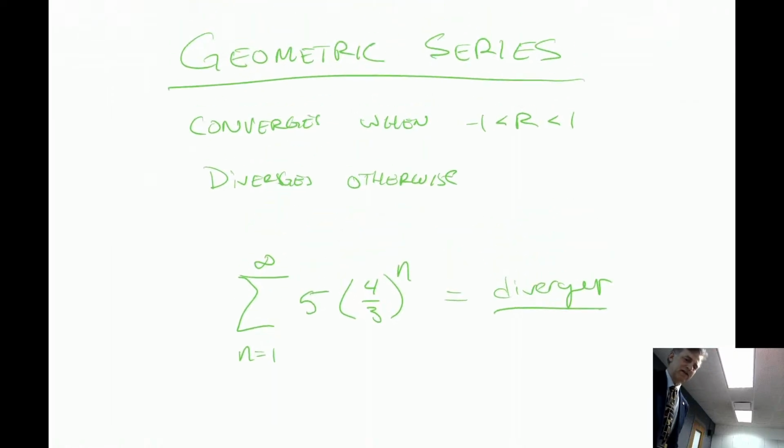Because if you think about it, with 4/3 to the n, you're adding up 4/3 plus 16/9 plus 64/27, and so on and so forth. The numbers here are getting bigger and bigger, and so of course, if you're adding bigger and bigger numbers, it's just going to go to infinity. I think you had a couple like that on your homework though.